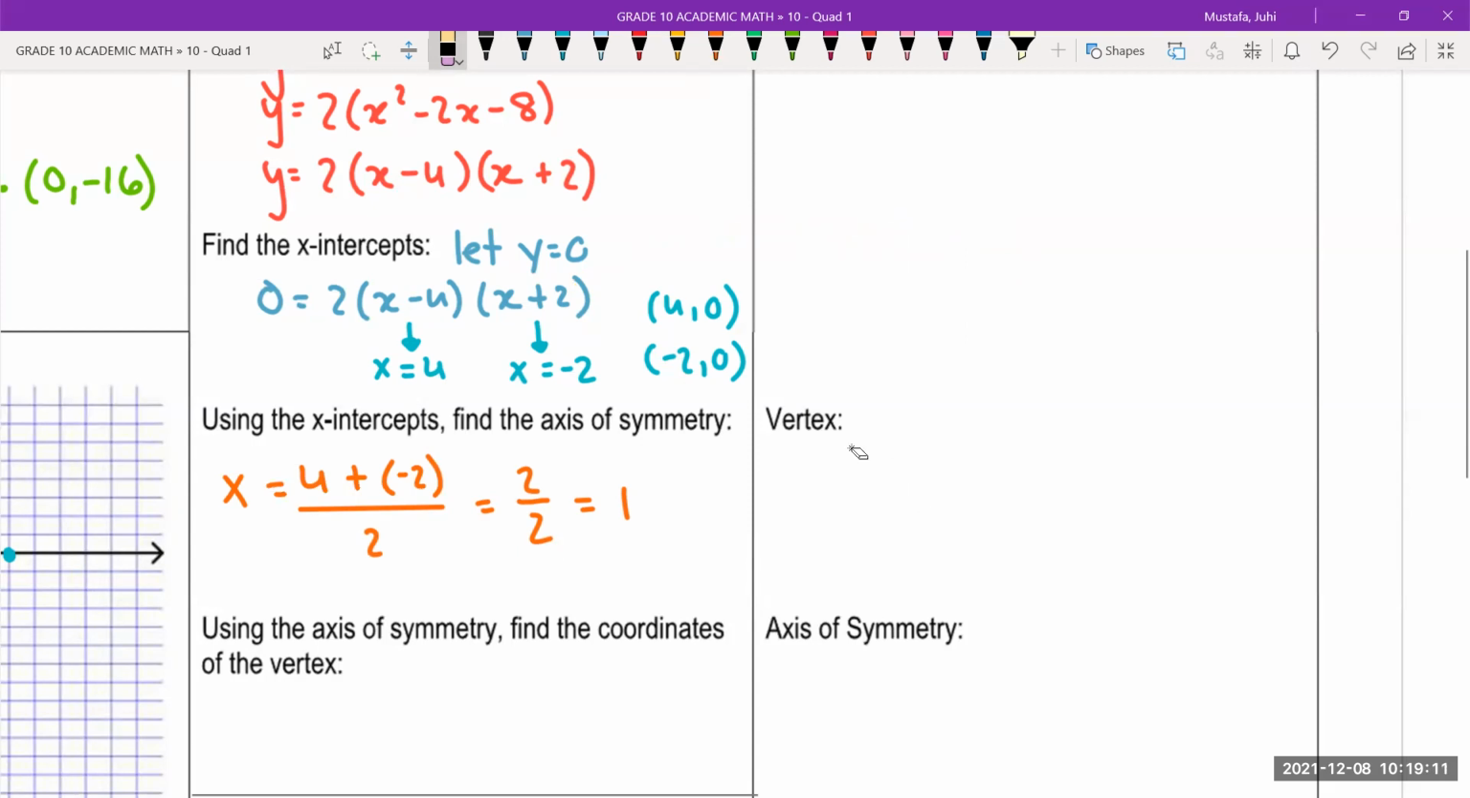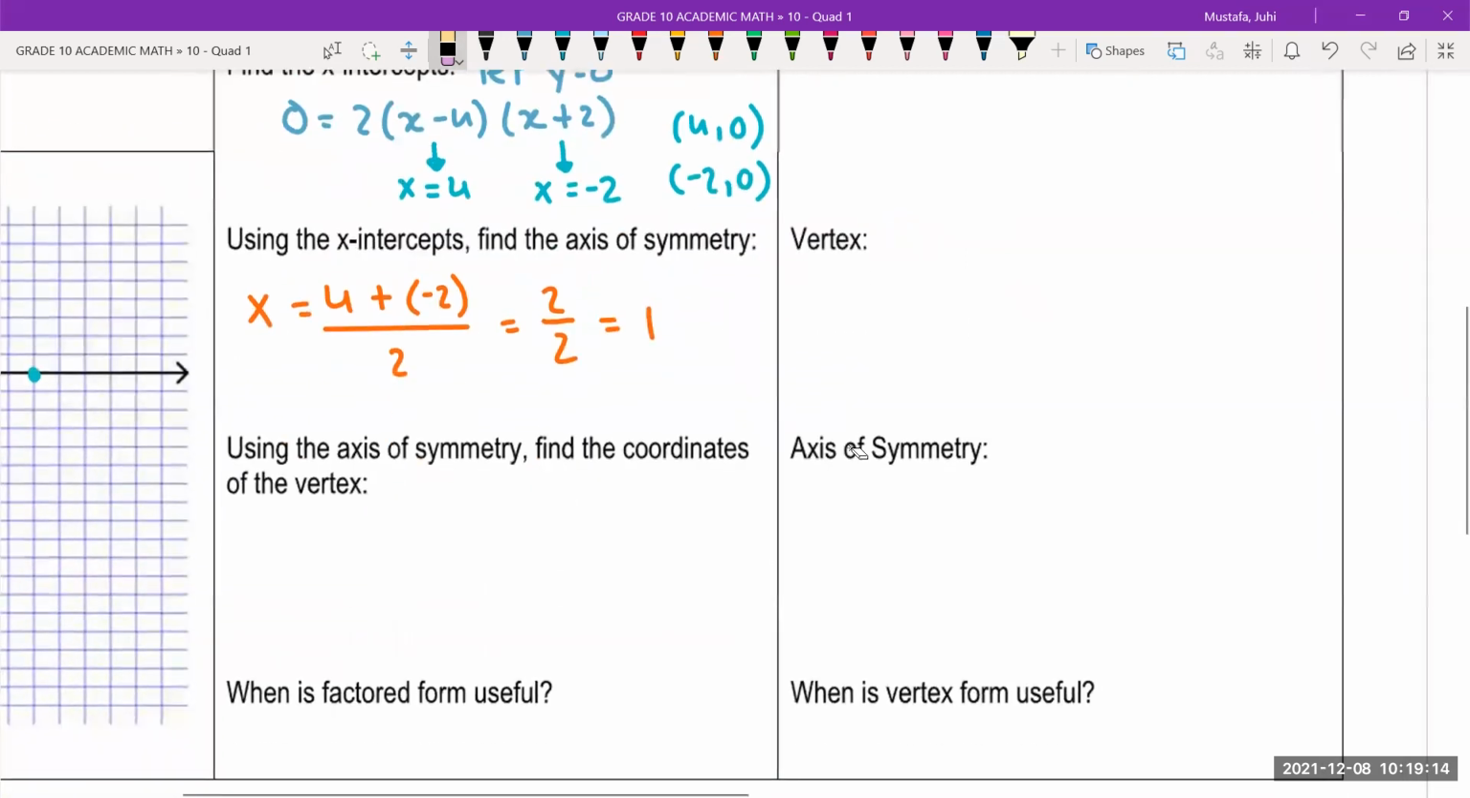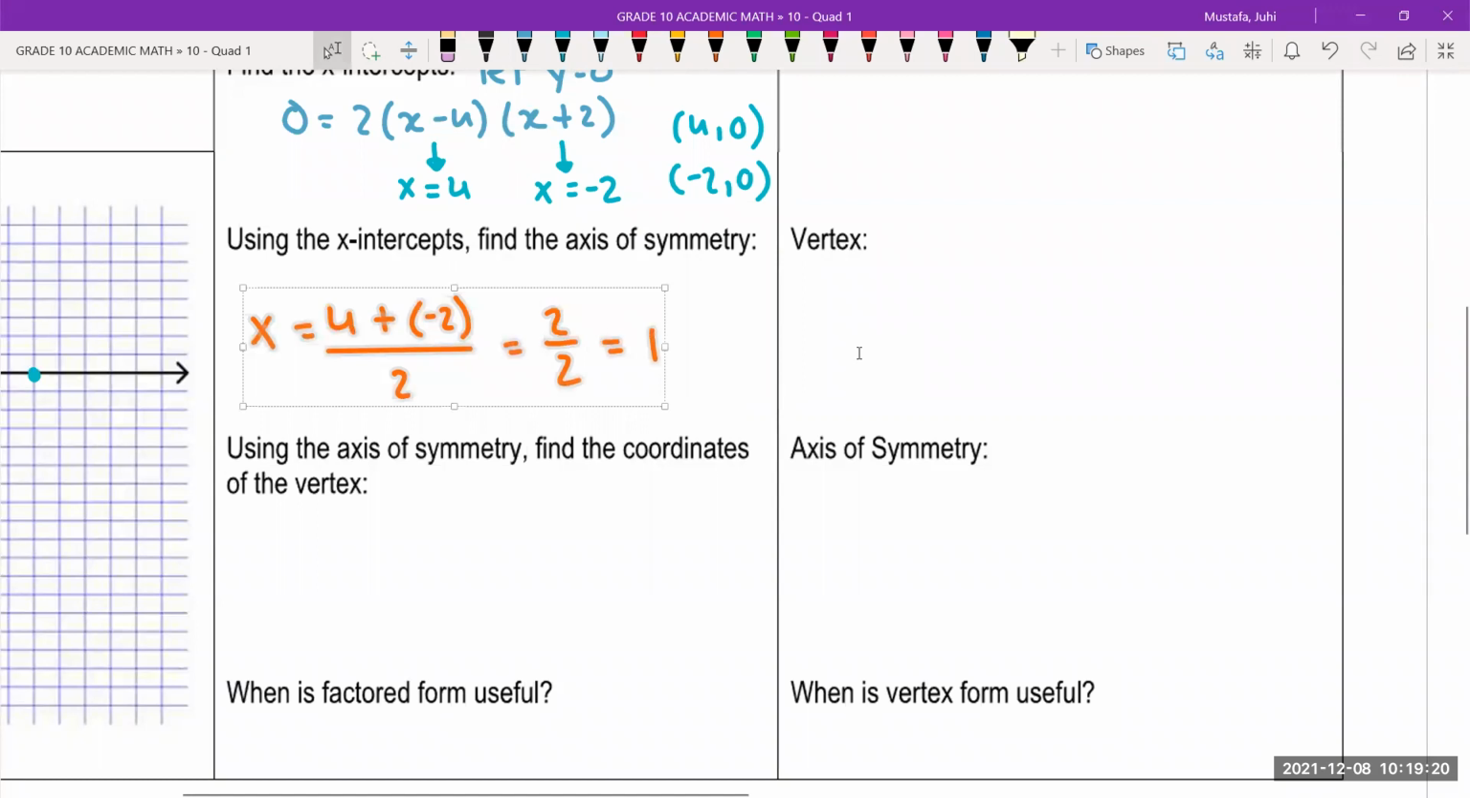Okay. So that's great. Now, using the axis of symmetry, find the coordinates of the vertex. So what we've done is we've basically found the x coordinate of our vertex. How do I find the y coordinate of my vertex? What am I going to do to find the y? Hershey?